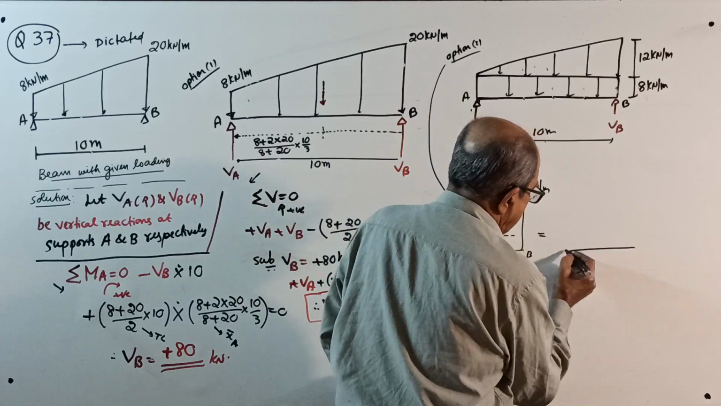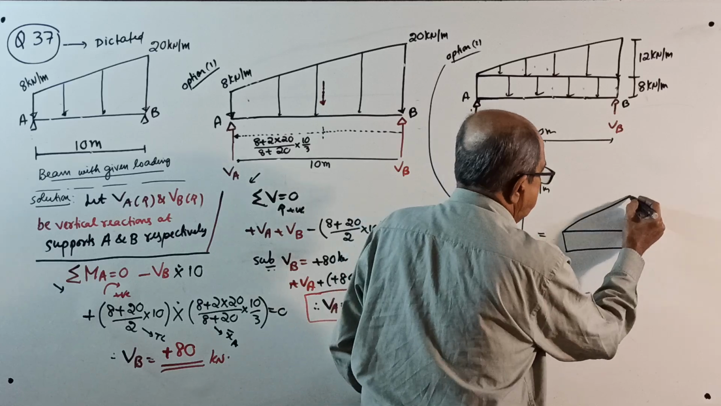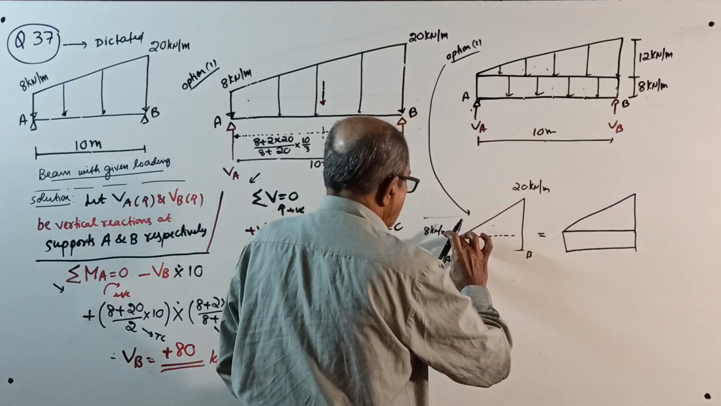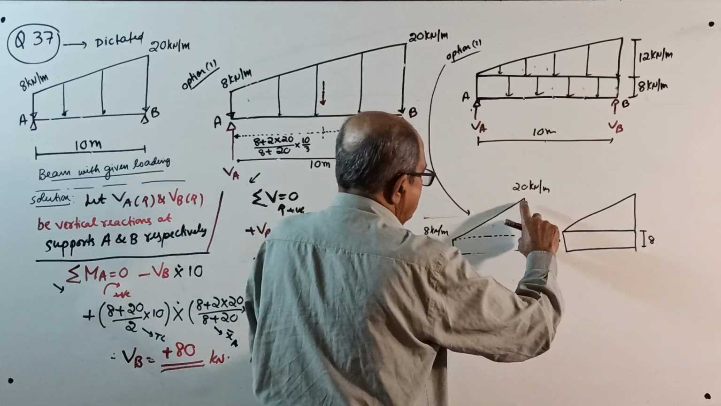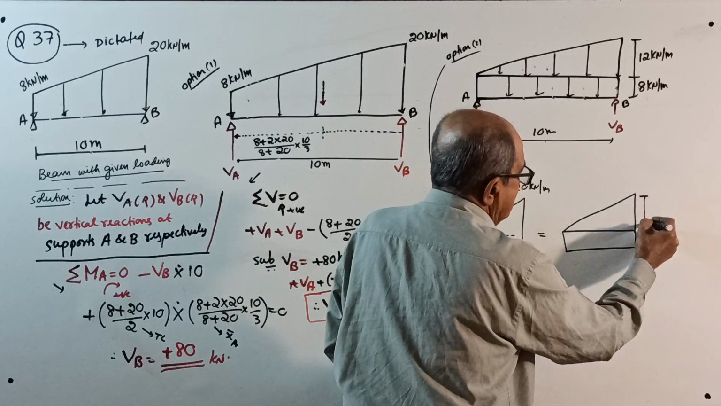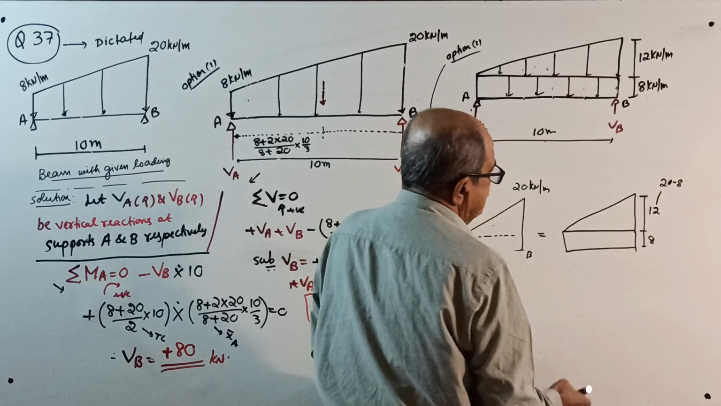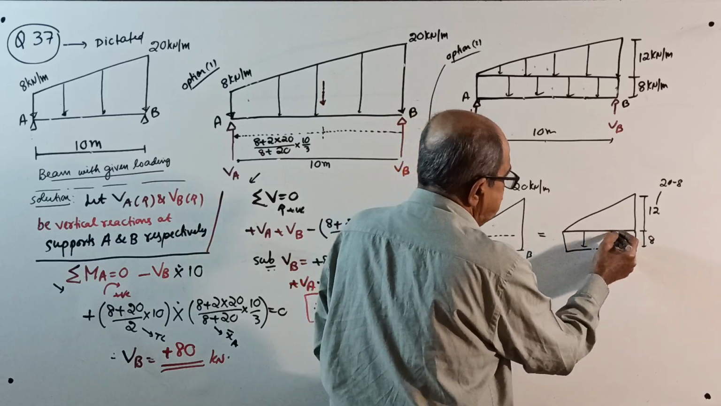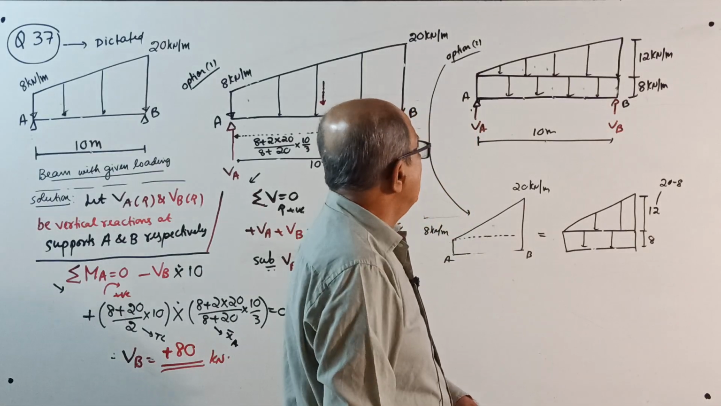Therefore, one rectangle and then one triangle this way. The rectangle will be 8. This will be 8. This will be 20. This is 8. This is 12. Why 12? 20 minus 8. Now, what you do is you stagger the arrow mark to show that one rectangle and one triangle.